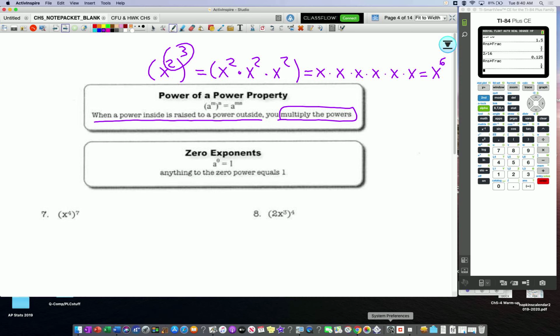Now the last rule that's kind of cool here is anything to the 0 power equals 1. Okay? Now you might be thinking, why in the world is that the case? Why is anything to the 0 power equal to 1? Here's the quick way of showing it to you.